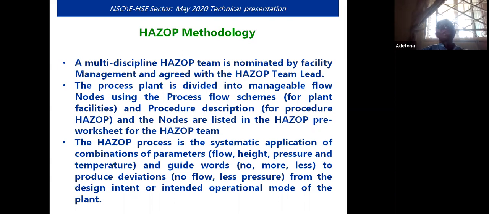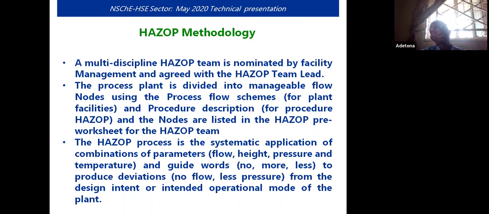After that, you get the process flow scheme or process engineering flow scheme of the plant, or if it has to do with an operating procedure, for example, the well test operation, apart from getting the testing rig layout, you get the detailed procedure. Then you divide the plant into manageable flow nodes using the process flow scheme or process engineering flow scheme, or the procedure description for a procedure HAZOP. And the nodes are listed in the HAZOP pre-worksheet for the HAZOP team.